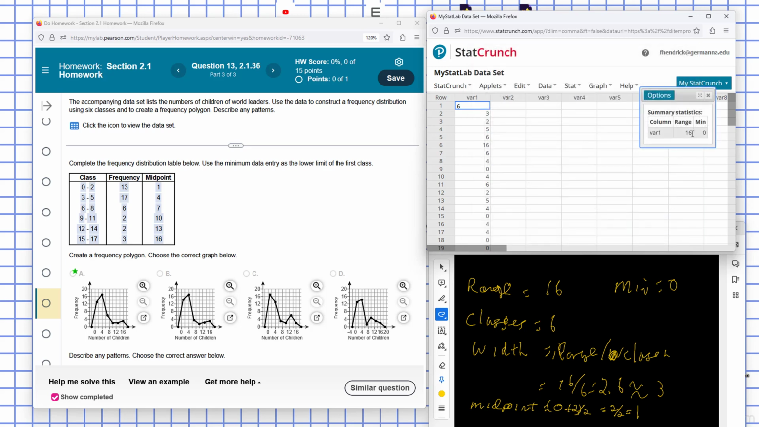And now I can see what my range is, 16, and the minimum is 0. And I have 6 classes. So my width for the bins here is going to be the range divided by the number of classes, which is 16 divided by 6, which is 2.6. Rounding to the nearest integer, since it's more than 2, will be 3. So my width is 3.